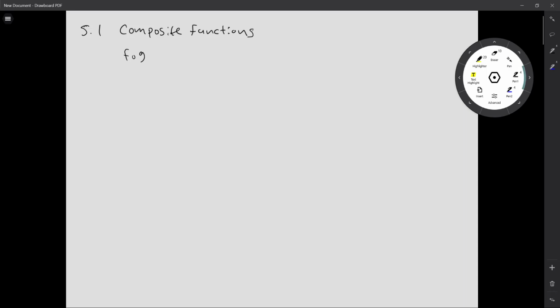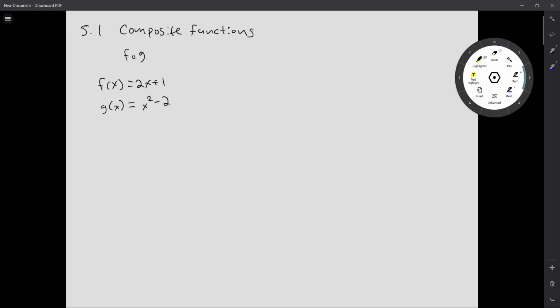Now, when I said FOG here, that wasn't entirely a joke. If I have two functions, f of x, let's do 2x plus 1, and g of x equal to x squared minus 2, then what you may have learned in chapter 2 is that you can create a new function, h, by, say, adding these two together, or subtracting them, or multiplying them, or whatever.